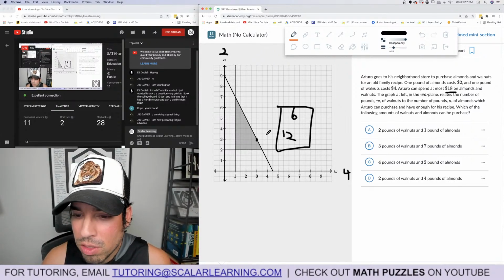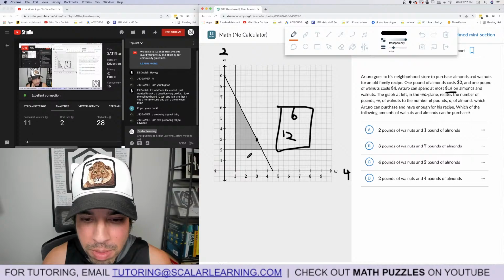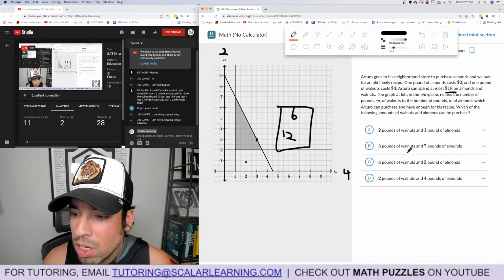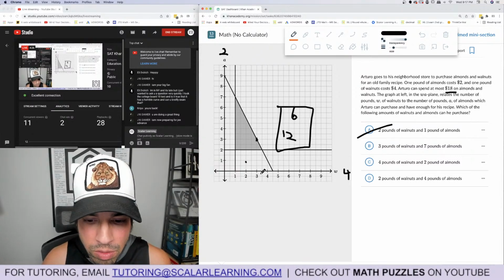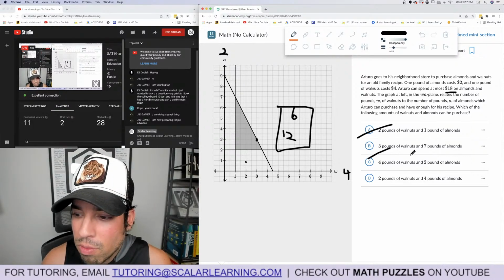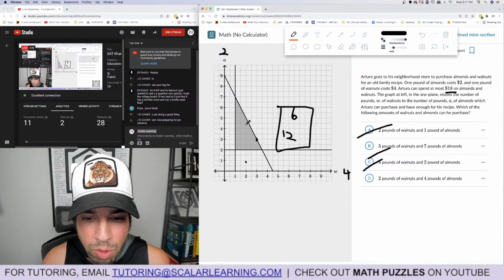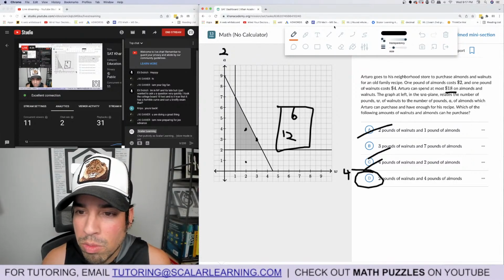Okay, so 2 pounds of walnuts and 1 pound. Nope, that's outside of that shaded region. 3 pounds of walnuts and 7 pounds of almonds. 3 pounds of walnuts. Nope. 4 pounds of walnuts and nope. 2 pounds of walnuts and 4 pounds of almonds, in the zone. Boom, done.